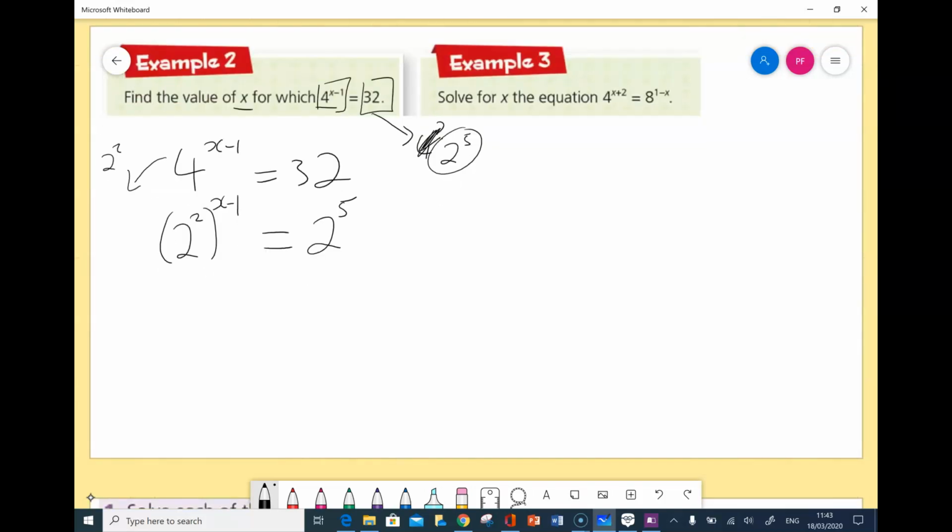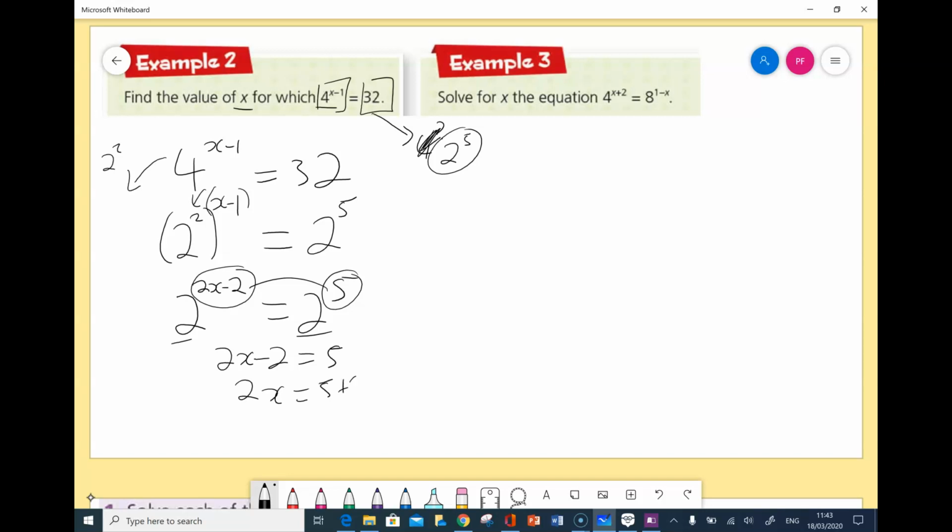So let's have a look at this. What happens in this situation? Do you remember the last day? You've got brackets and powers. Well, you can multiply. That's 2 to the power of 2x minus 2 equals 2 to the power of 5. If they're equal to each other, then obviously 2x minus 2 must be the same as 5. The powers must be equal because our base numbers are the same. So 2x is equal to 5 plus 2. 2x is equal to 7. x is equal to 7 over 2.